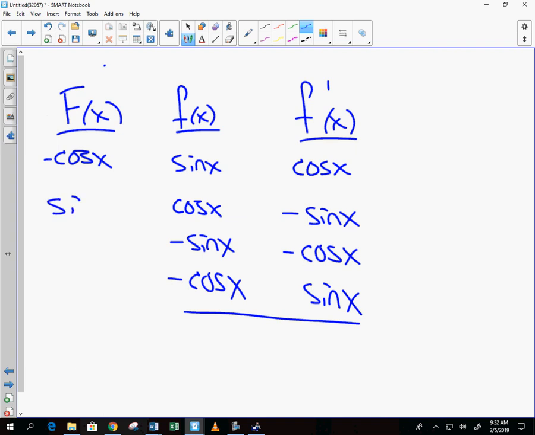The antiderivative of negative sine, I find negative sine, it's positive cosine. The antiderivative of negative cosine, I find negative cosine, it's negative sine. Does that help? Yep, there you go.